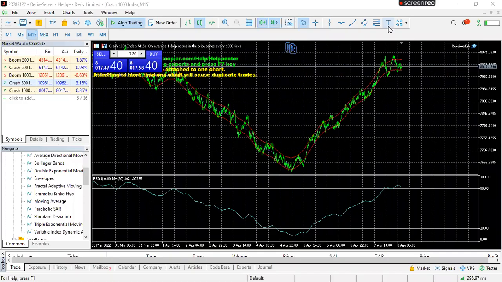All right, so this strategy is quite simple. Forget about the one on the main chart. Let me remove this. Let me remove this too.